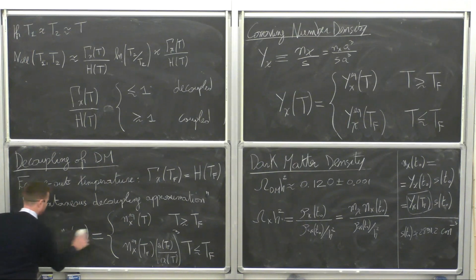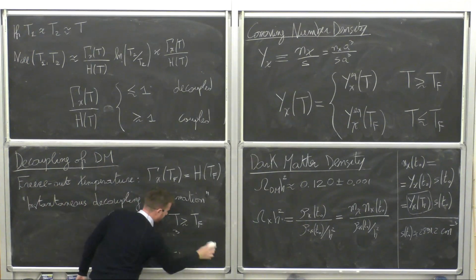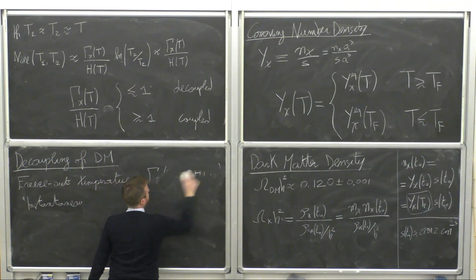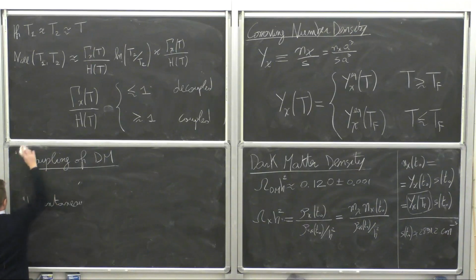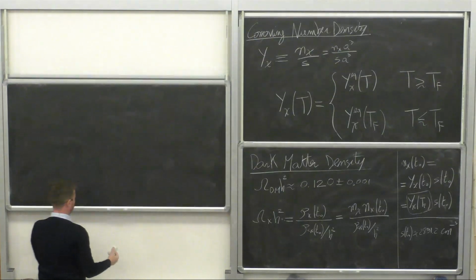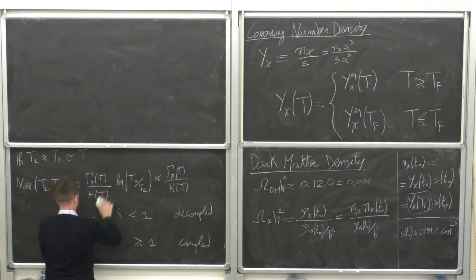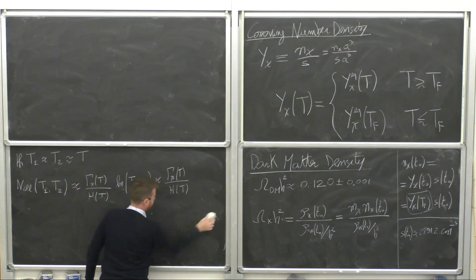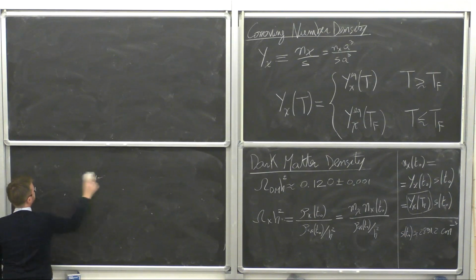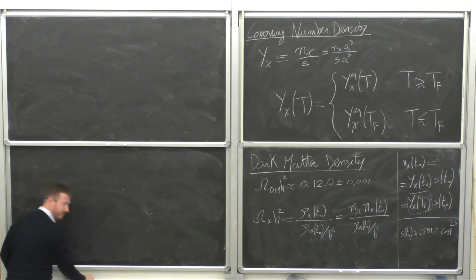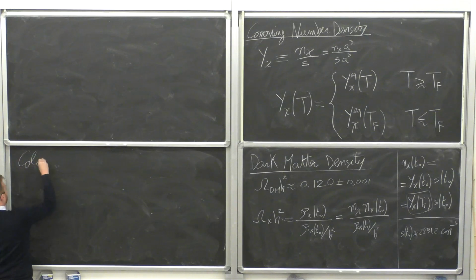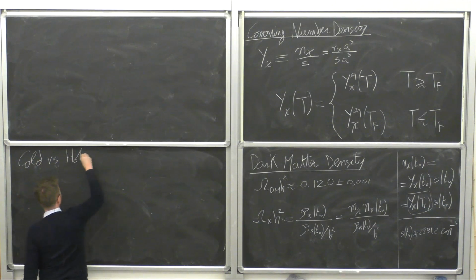Okay, so we are ready to do the first relic calculation. And so we are ready to compute what is called the relic density of cold dark matter. But before, actually, let's spend only one blackboard on this, okay? Say cold versus hot relics.